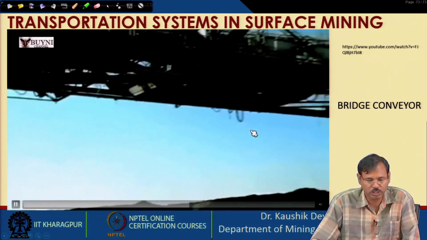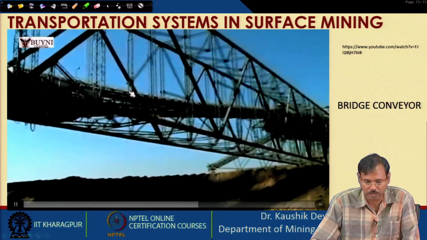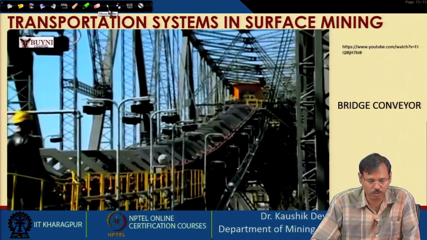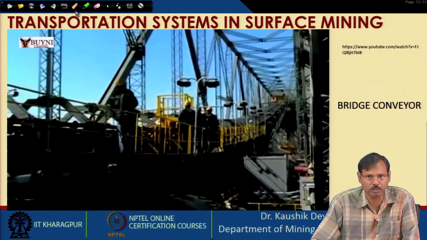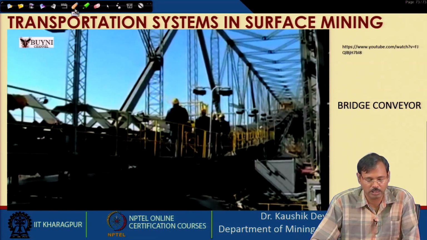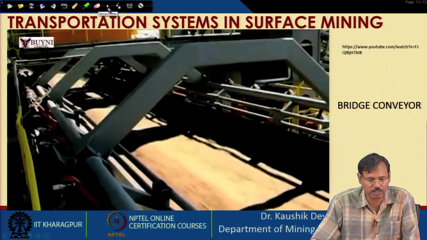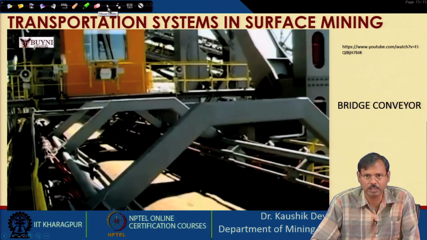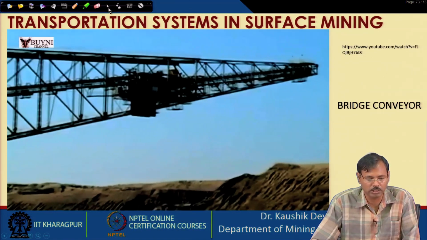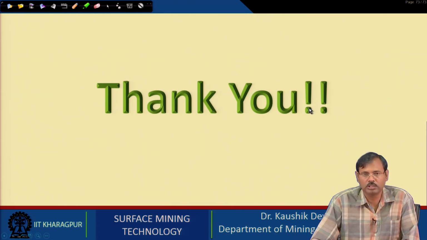This type of transporting system gives us the facility to go for highly productive mines, and with highly productive mines we can go for deep surface mining. In fact, using this continuous excavation system only, some of the German coal mines are operating at 500 meter depth in the surface mining system. So, this is more or less the end of this lecture. Thank you.